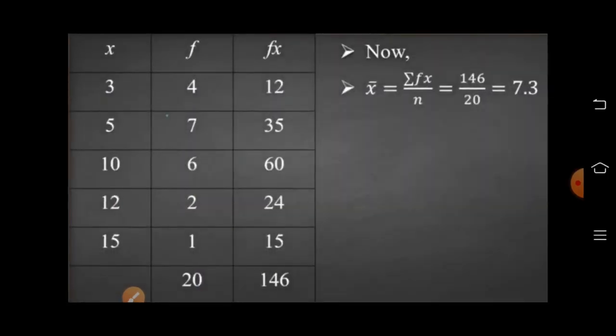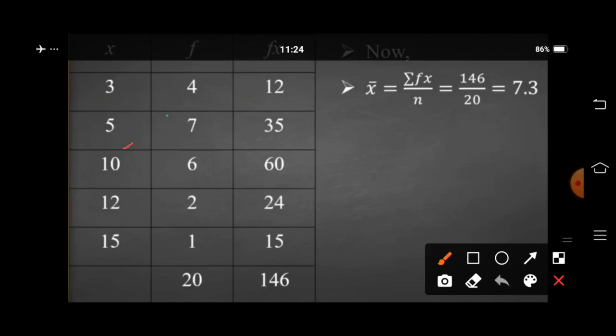Now we are going to calculate the mean first. Write down here observation, then frequency. Find out fx. 3 into 4 equal to 12. 5 into 7 equal to 35. 10 into 6 equal to 60. 12 into 2 equal to 24. 15 into 1 equal to 15. The total of the fx column, meaning sigma fx, would be 146, and the total of the f column, meaning n, equal to 20.